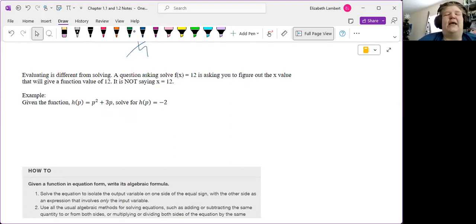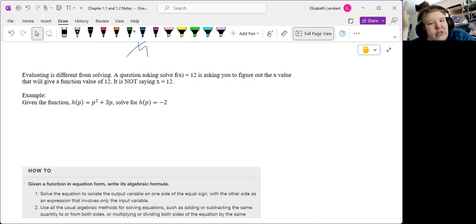Okay. Now, here is our comparison. So we were evaluating before. We had a whole bunch of values. We put them in for the x. They were inputs. We got the output that it resulted in. This question, like a question saying solve f of x equals 12. This is not saying x equals 12. This is saying f of x equals 12. The 12 here is not an input, it's an output.